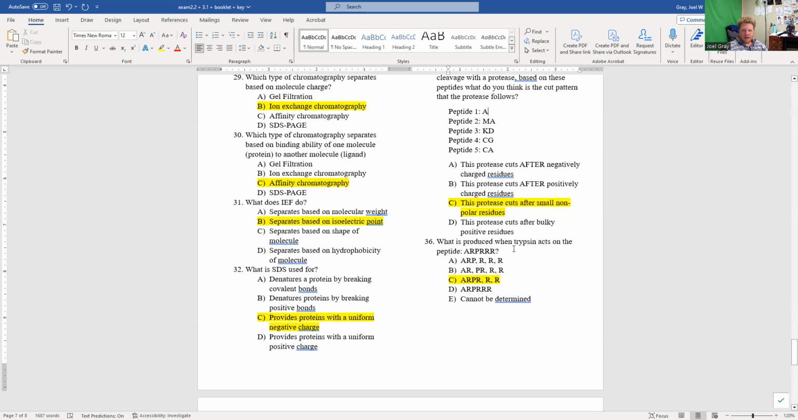36. What is produced when trypsin acts on the peptide ARPRRRR? Okay, so here what we've got is trypsin's going to see the first R and say, I can't do anything with that because there's a proline. Then it's going to see the second one. It's going to say, I can work with that. And so the first product, ARPR, is going to be released. Then it's going to go back to that peptide and say, well, I'm looking for an arginine. It's going to find it. So it's going to produce our second peptide, which is just that singular R. Then it's going to cut and release our third peptide, which is R alone. So for number 36, C is the correct answer.